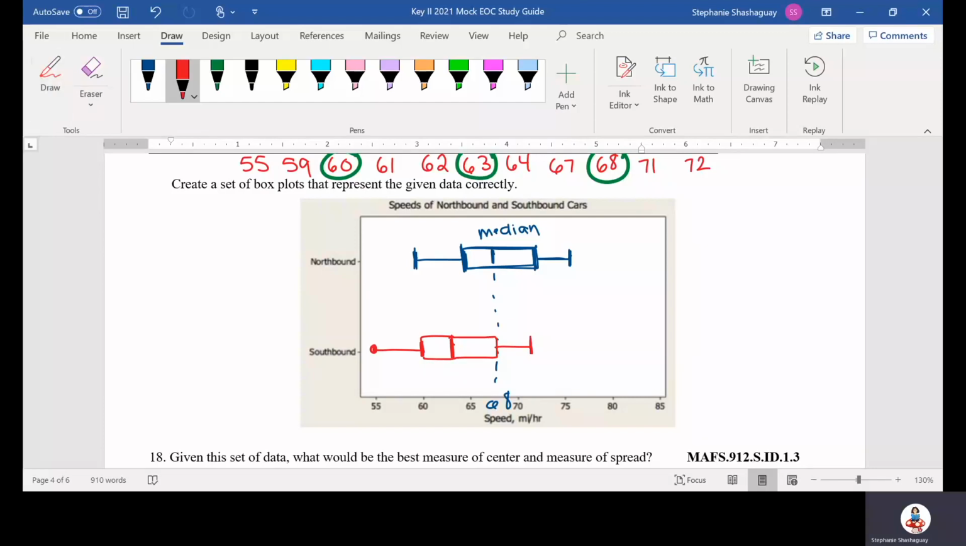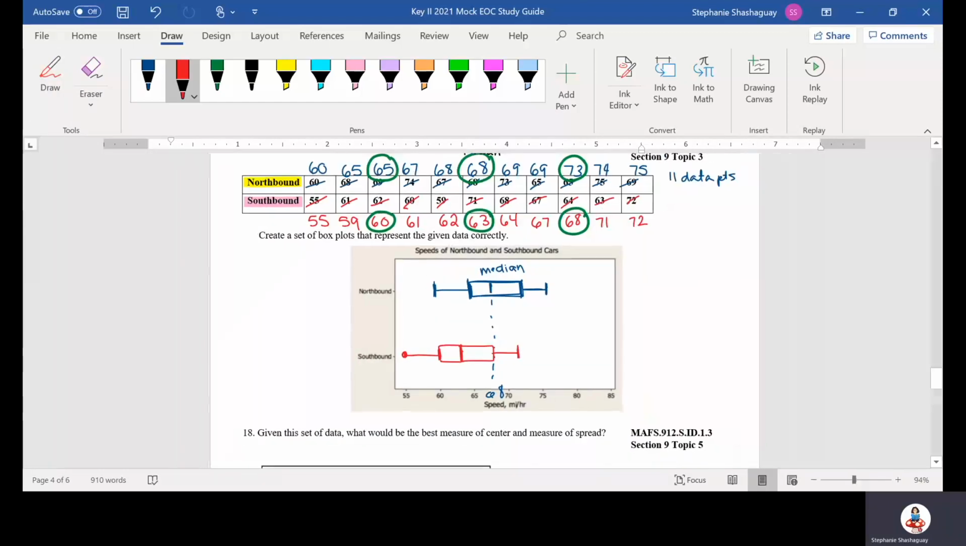All right, now I've taken a set of data and compared the two of them using box plots, and I can determine that the cars going northbound have a much higher median, so a higher average speed, than the southbound cars, where their median speed is 63.